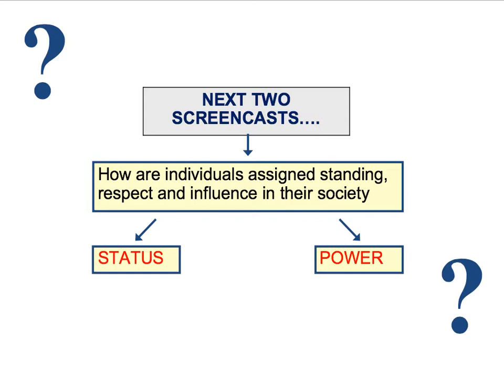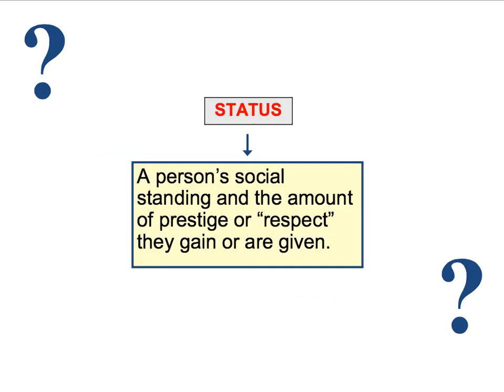And in the next two screencasts, we're going to start to explore another key question that's central to the discipline of sociology. How are individuals assigned their standing, their respect, and their influence in their society? And we're going to look at two concepts to analyse that question. In this screencast, we're going to look at status, and then in the next screencast, we're going to look at the concept of power. As usual, try and make lots of notes as we go through these ideas, and let's start with the definition of status.